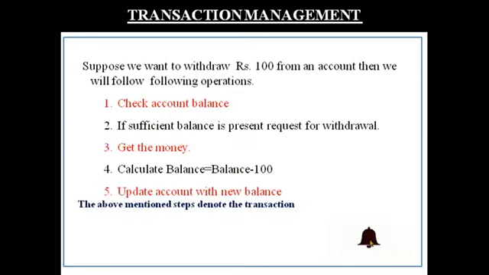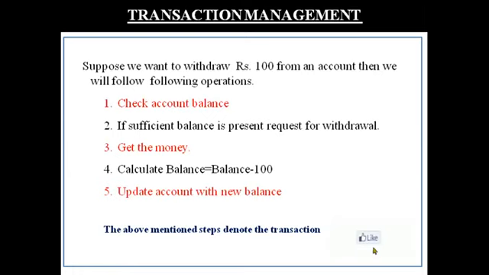Now I can say that if you want to withdraw 100 rupees from an account, obviously you have to follow the following operations. The first one is check account balance. The second one is if sufficient balance is present, request for withdrawal. The third one is get the money. The fourth one is calculate balance equal to balance minus 100. The last one, that is fifth, is update account with new balance. If we follow these 5 steps for withdrawing 100 rupees, these 5 steps denote the transaction.